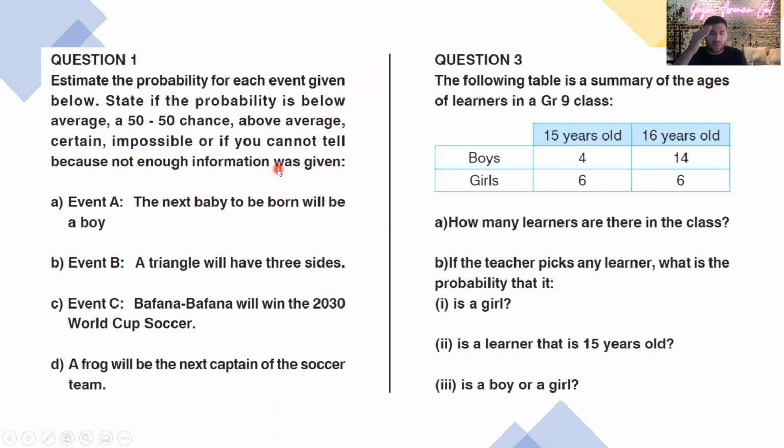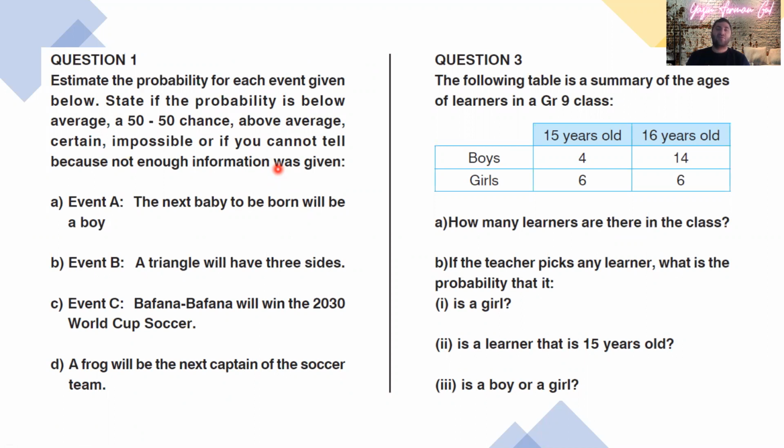Let's look at these questions. It says estimate the probability of each event given below. State if the probability is below average, 50% chance (50-50), above average, certain, impossible, or if you cannot tell because not enough information was given.